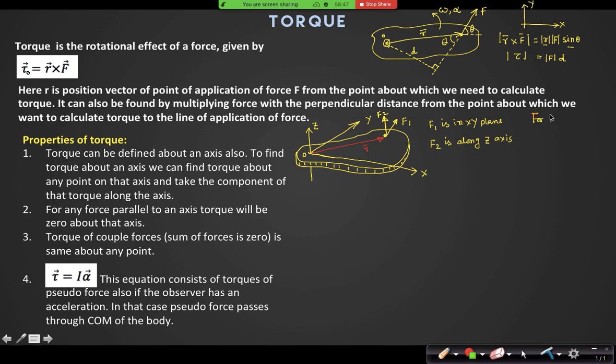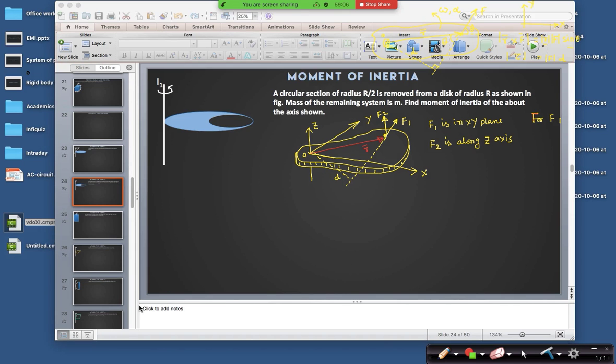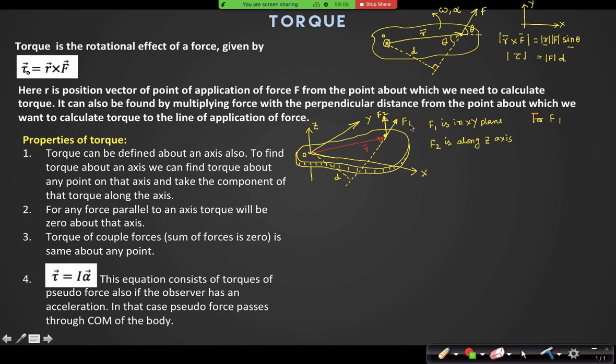For F1, if I say that I extend this line, and suppose the perpendicular distance from this point to this line is D, then what is the torque of F1? Can you tell me what is the torque of F1? F1D.